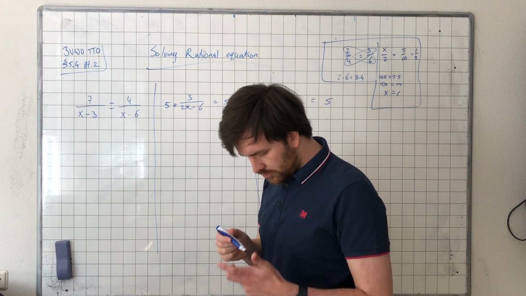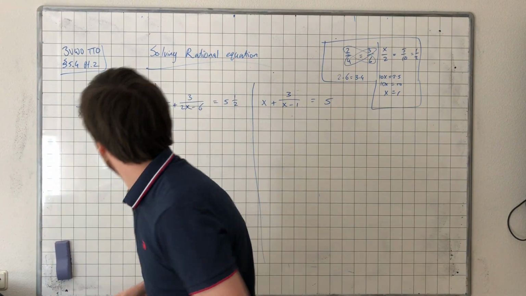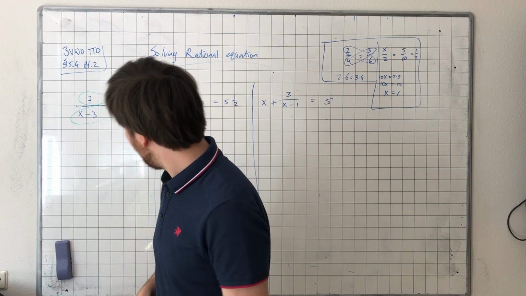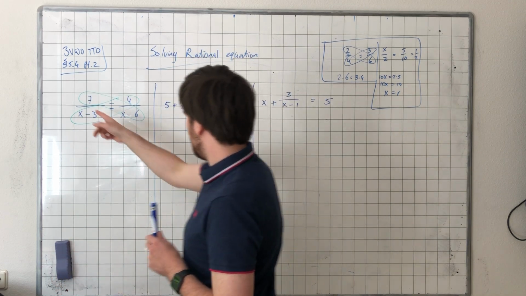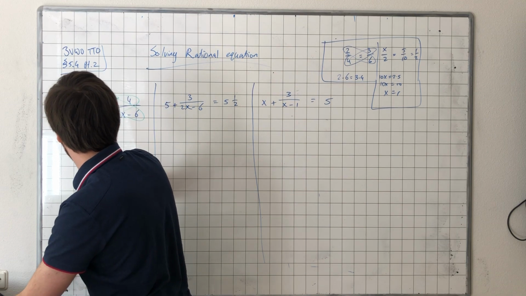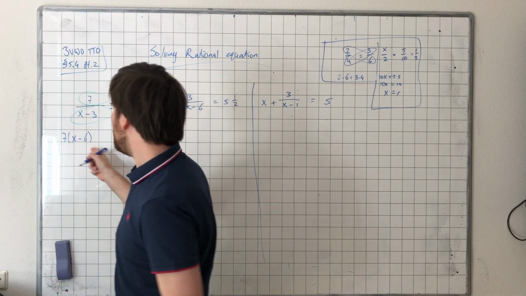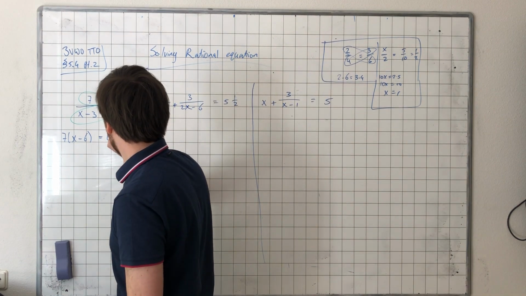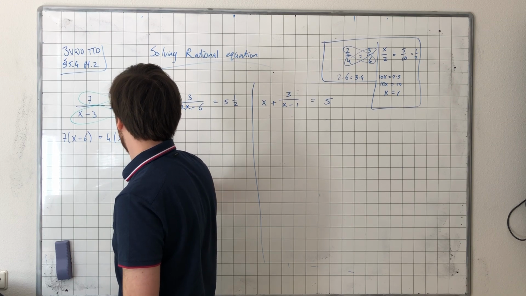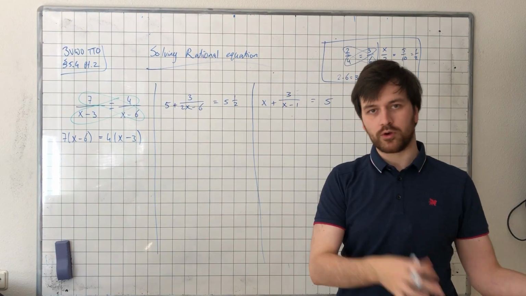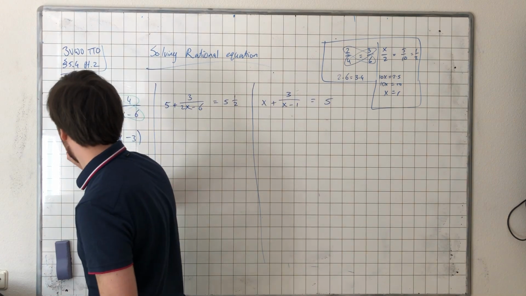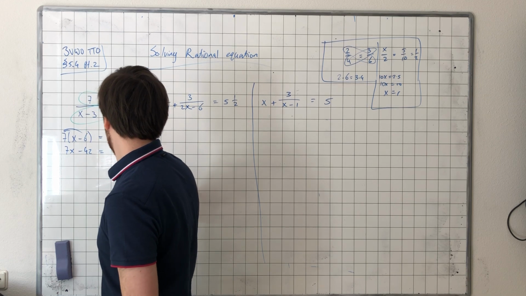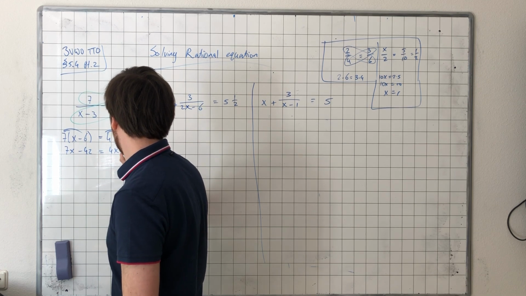So in this case, we're going to do something similar. I'm going to make the cross product. And 7 times, remember, when doing these cross products, put brackets around expressions with more than one term. Should be equal to 4 times x minus 3. Now we have brackets and we're going to remove them again. So 7 times x and 7 times minus 6, it's minus 42. 4 times x, 4 times minus 3.